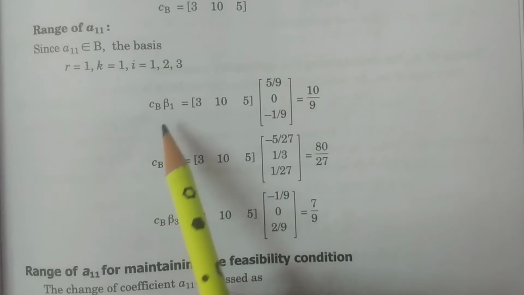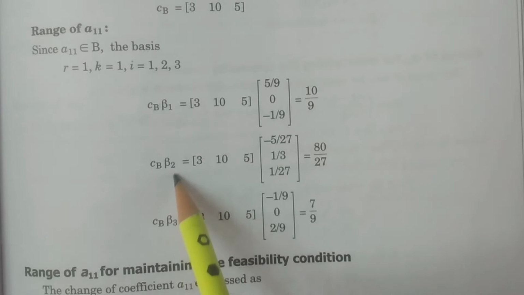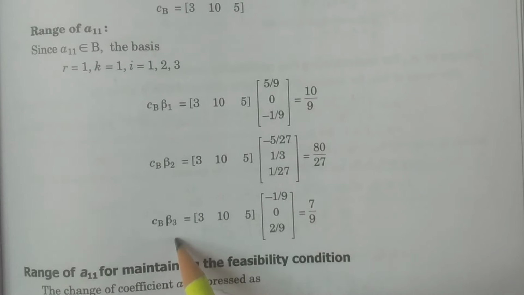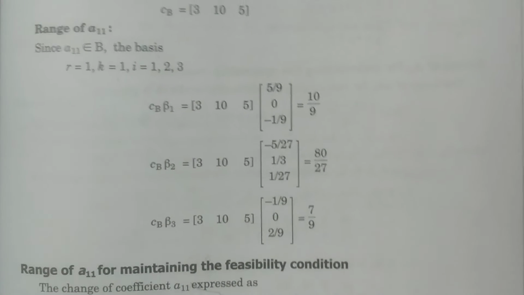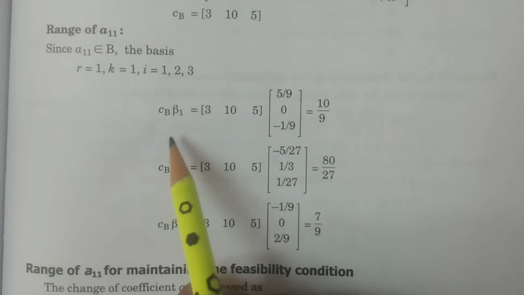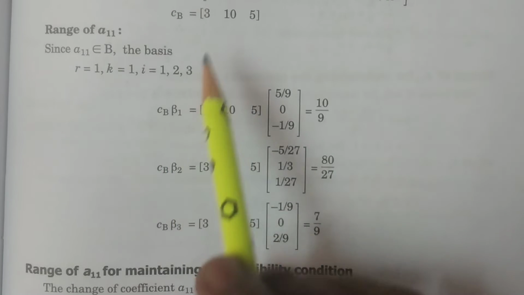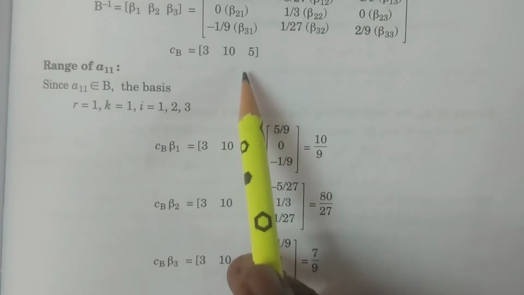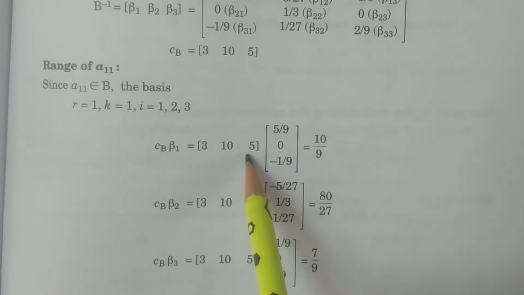First of all, we have to calculate CB beta 1, CB beta 2, CB beta 3, which are required, and then we proceed further to calculate remaining values. What is CB beta 1? CB beta 1 is CB is equal to 3, 10, 5. That is CB, 3, 10, 5 the vector.